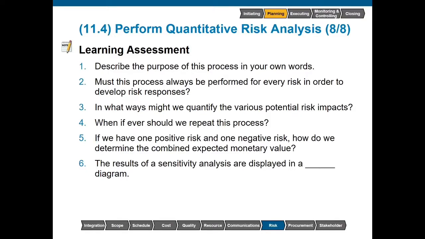If we have one positive risk and one negative risk, how do we determine the combined expected monetary value? We would add together the positive and negative risks for expected monetary value purposes. The results of a sensitivity analysis are displayed in a tornado diagram.